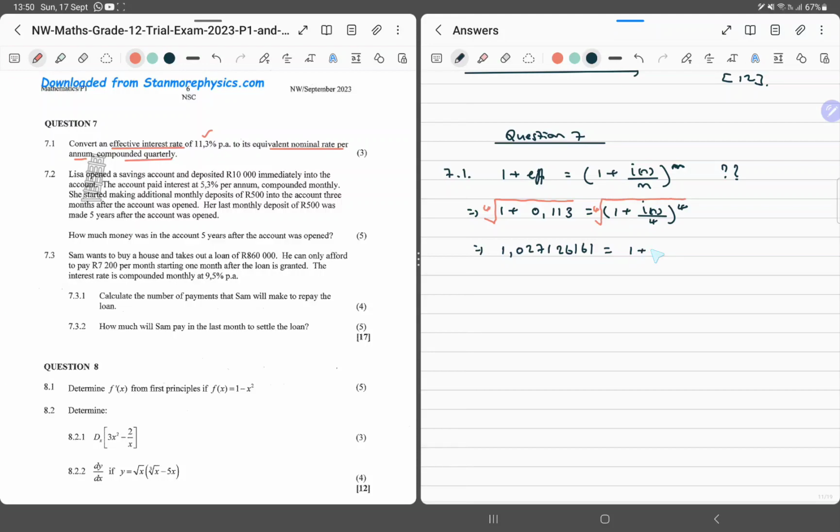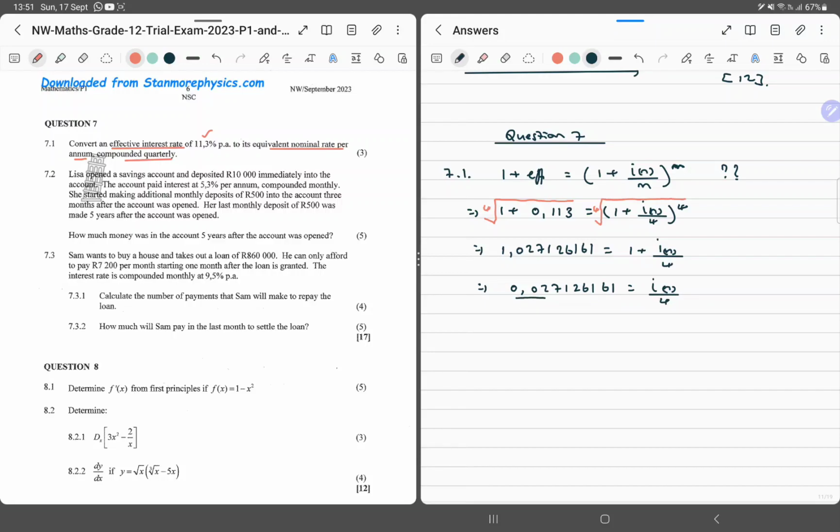And then of course you're going to have 1 plus i nominal over 4 essentially. And then what do we do? We transpose the 1 to the other side. This is going to be 0,0271 equals i nominal over 4.